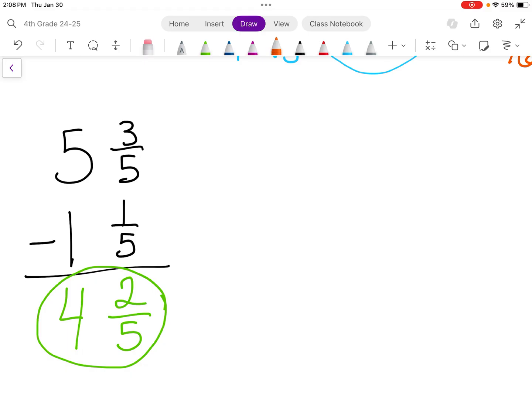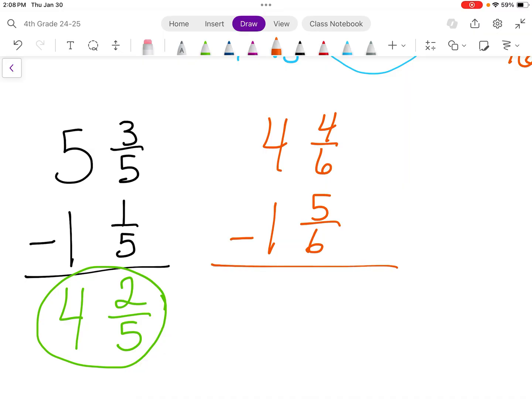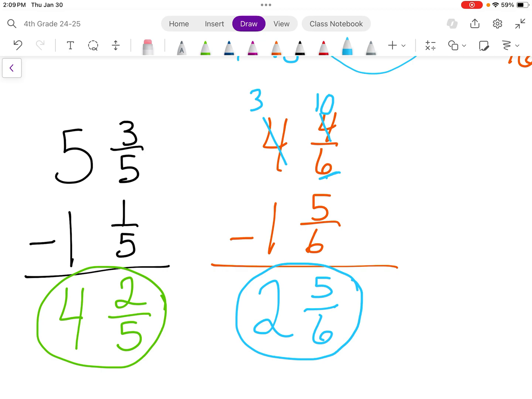Next example. Take 4 4/6 minus 1 5/6. Again, we start with our 4/6 minus 5/6, but our bigger number has to be on top. We can't take 5 away from 4, so we'll borrow from the whole number 4, make that a 3, and whatever our denominator is, which in this case is a 6, we're going to add it to our numerator. So 6 plus 4 is equal to 10, so now we have 10/6, and then 10/6 minus 5/6 is equal to 5/6. And 3 minus 1 is equal to 2. So our answer there should be 2 and 5/6.